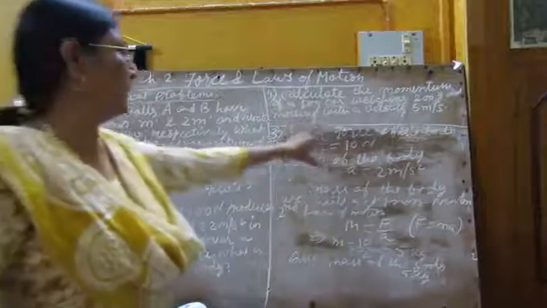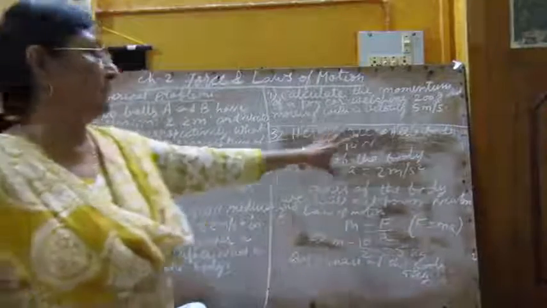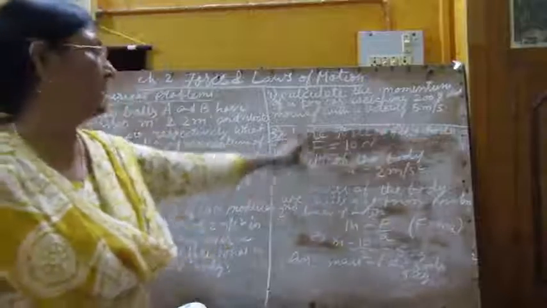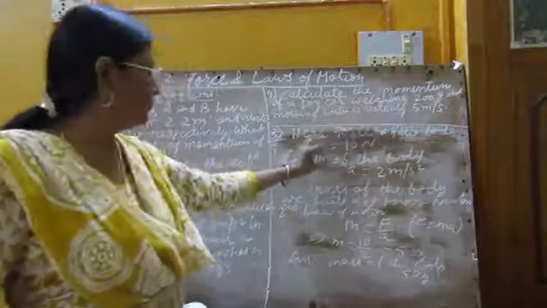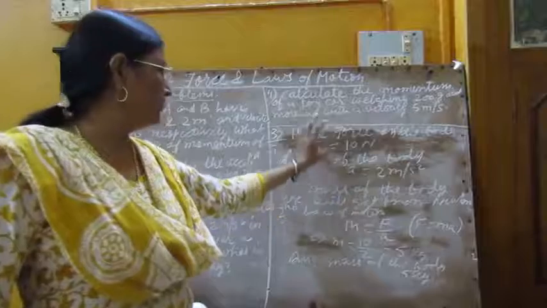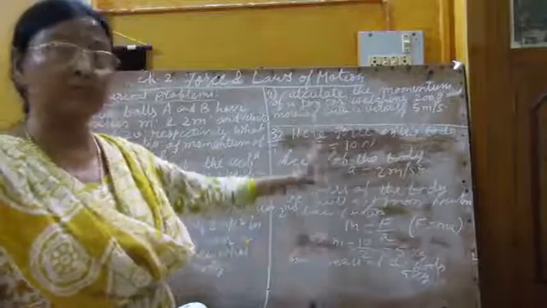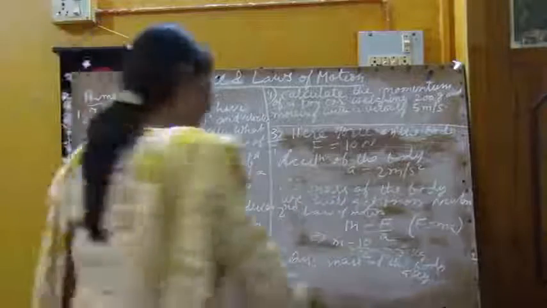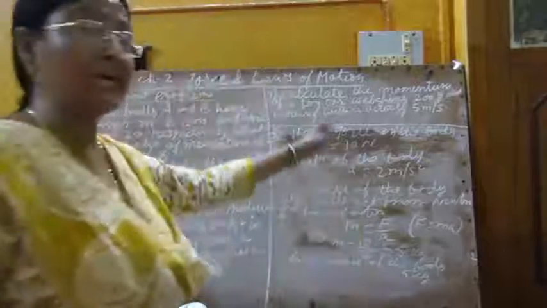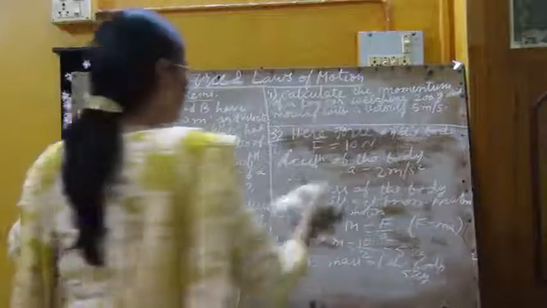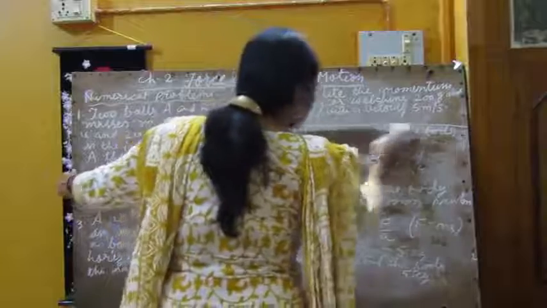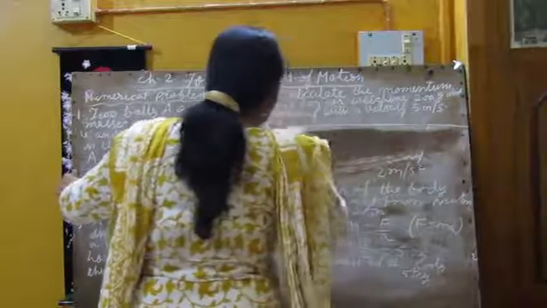So in this way you just have to apply it, there is no difficulty. You just put the formula, put the data and you get the answer. But before that, you have to see whether the units are all in SI units or not. If they are not in SI units, you have to convert. You just copy and now let me do the fourth one.